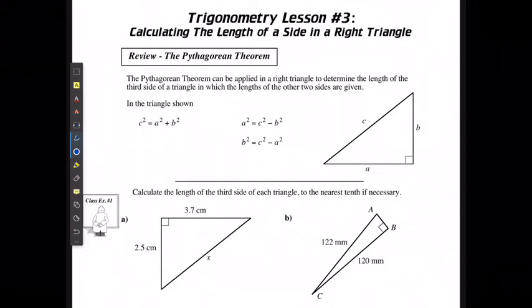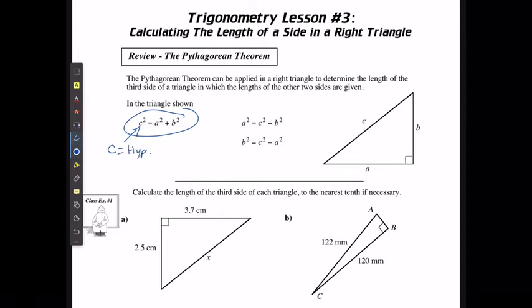So we should all know that Pythag is going to be c squared is equal to a squared plus b squared in a right triangle where c is equal to the hypotenuse every single time. At the same rate, if I want to isolate one of the other side lengths, then a squared would equal c squared minus b squared, or b squared would equal c squared minus a squared.